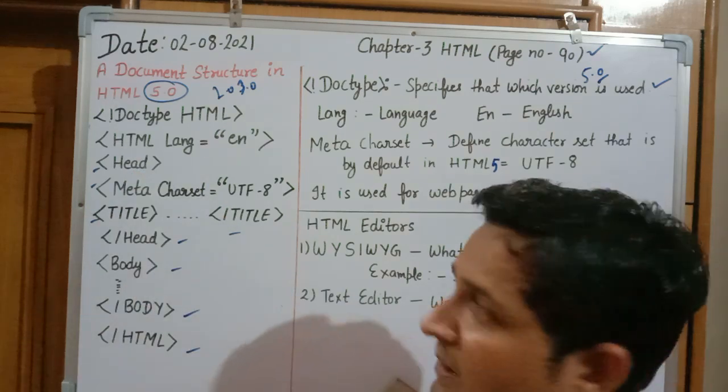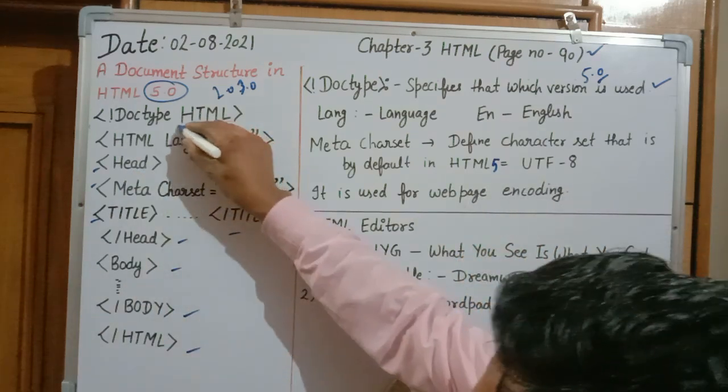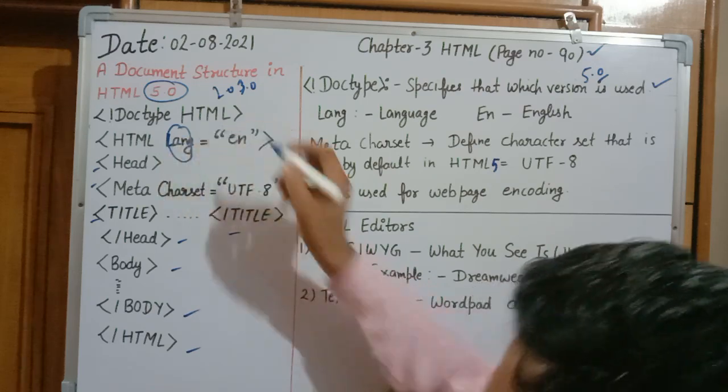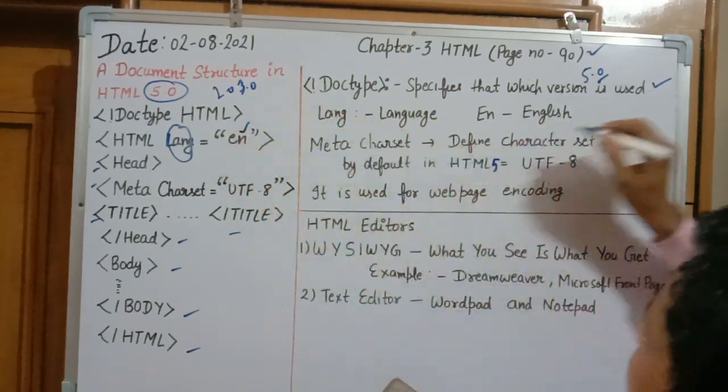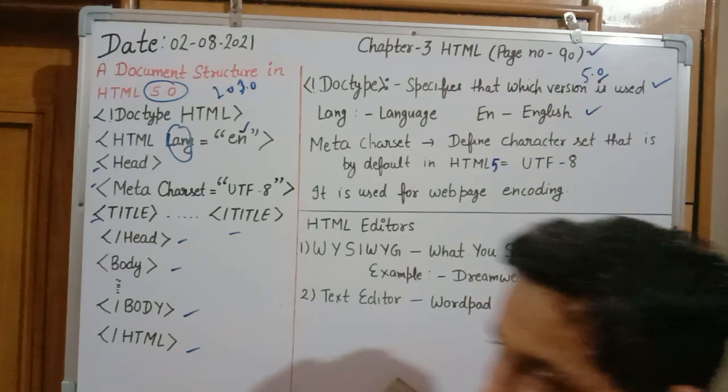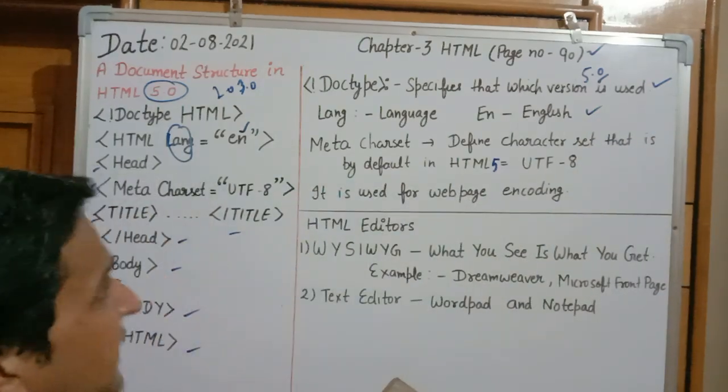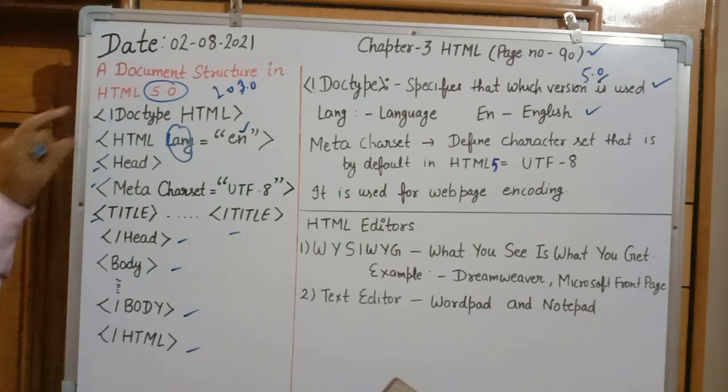Afterward, we have written html lang. Lang means language. Which language are we using? So the language value is en. en represents English. It means we are writing an English language program and we are writing in the 5.0 version.